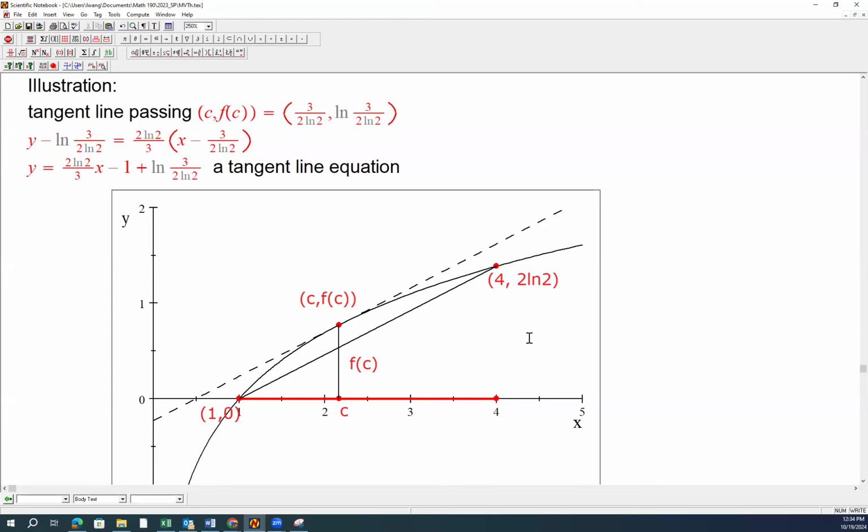All right. So the mean value theorem says, if the function is continuous from 0 to 4 and differentiable between 0 and 4, exclusive, then there exists such a C inside this interval such that the tangent line passing that point, C comma f of C, is parallel to the line connecting the endpoints. Okay, so this is the whole idea of it.